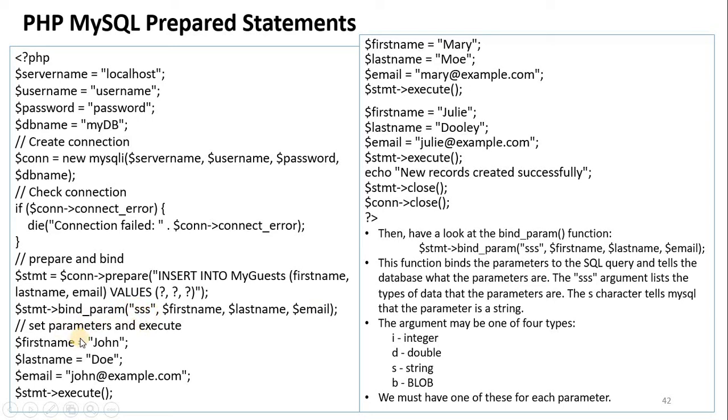Okay. Now the next step is we need to set the parameters. So suppose I have first name equal to John, last name is Doe, and the email is john@example.com. So the first statement is executed. Now these three elements are inserted into MyGuests. Now I want to insert some other elements: Mary Moe, mary@example.com.